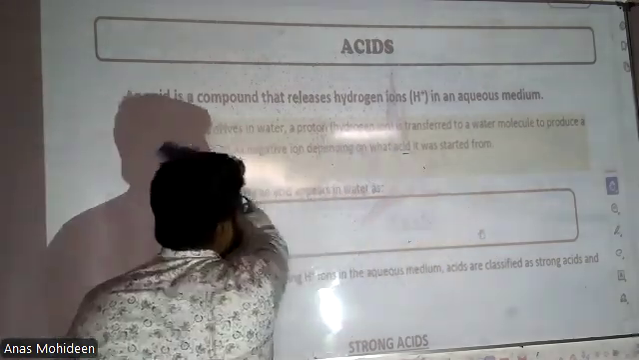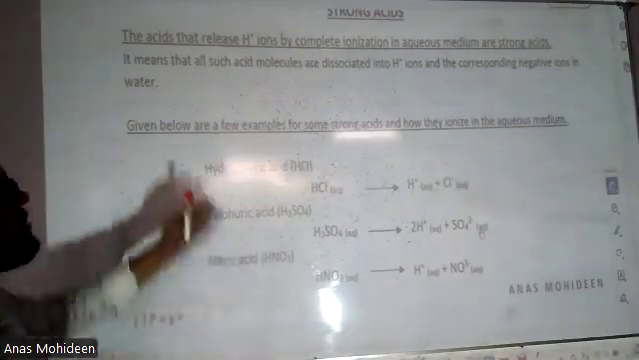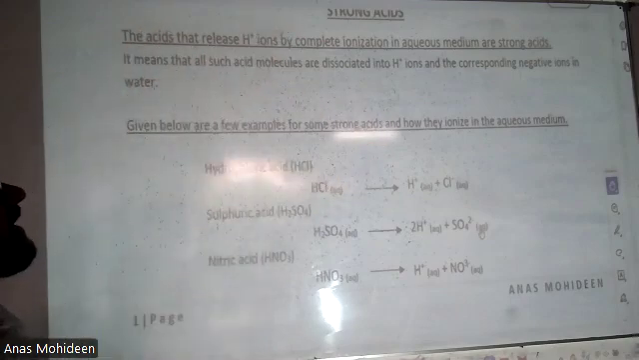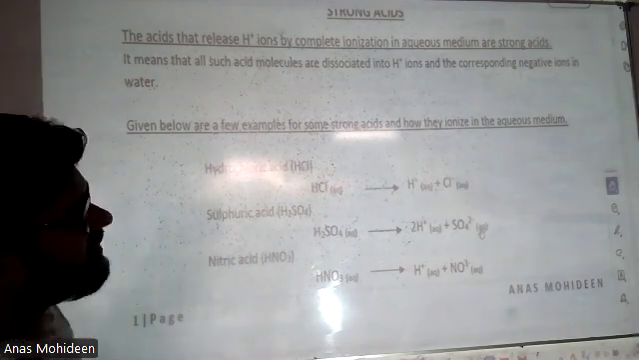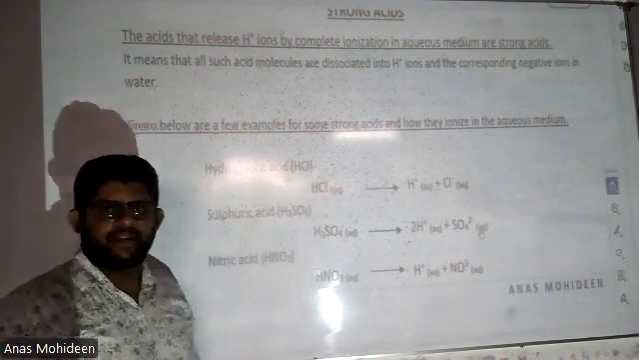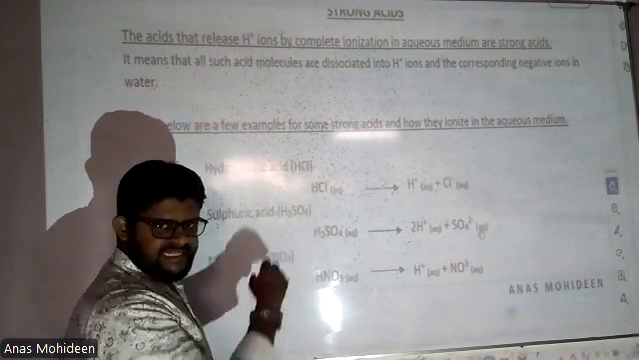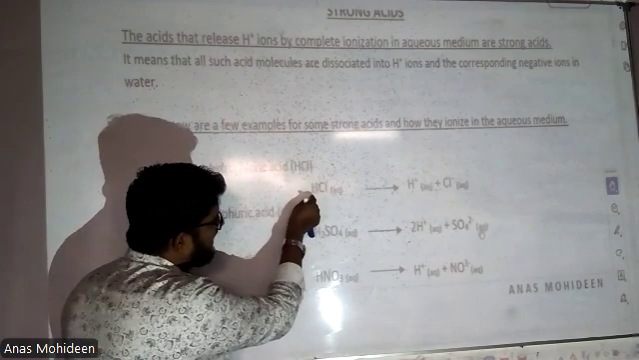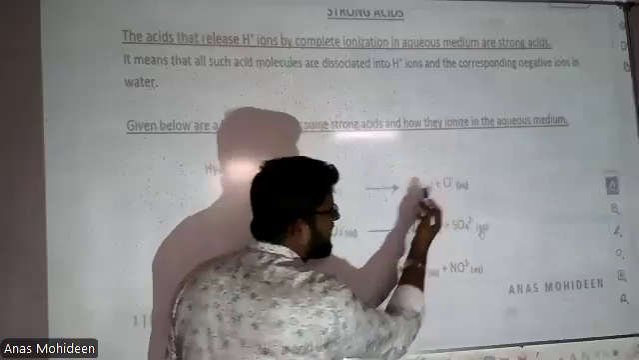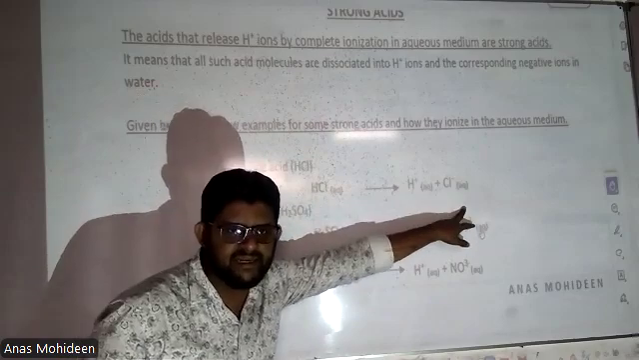So let's move to the next one. Strong acids, weak acids. Examples we are going to take now. It's already highlighted. You can see the terms clearly there: acids that release hydrogen plus ions by complete ionization. If you have a highlighter, please keep them highlighted. What are the examples? Hydrochloric acid. How do we write it? HCl. In HCl, hydrogen plus and chlorine minus are there. Completely, hydrogen plus comes out and Cl minus is remaining.